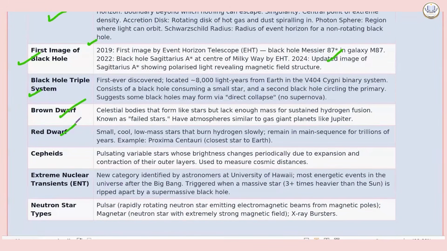We have the red dwarf. These are small, cool, low mass stars that burn hydrogen slowly and remain in the main sequence for trillions of years. An example is Proxima Centauri, the closest star to Earth. Then we have Cepheids, pulsating variable stars whose brightness changes periodically due to expansion and contraction of their outer layers, used to measure cosmic distances.